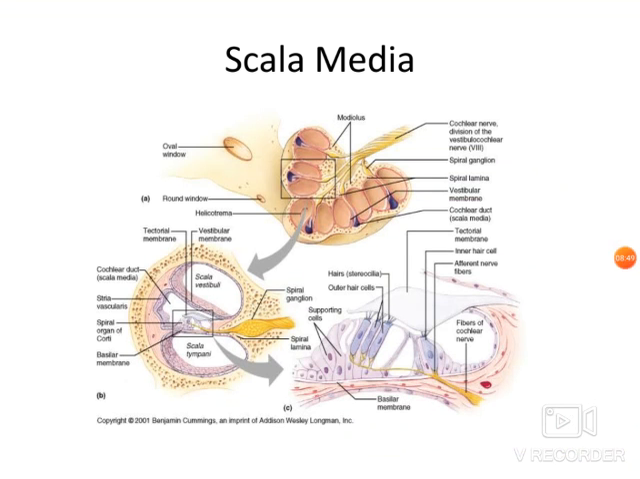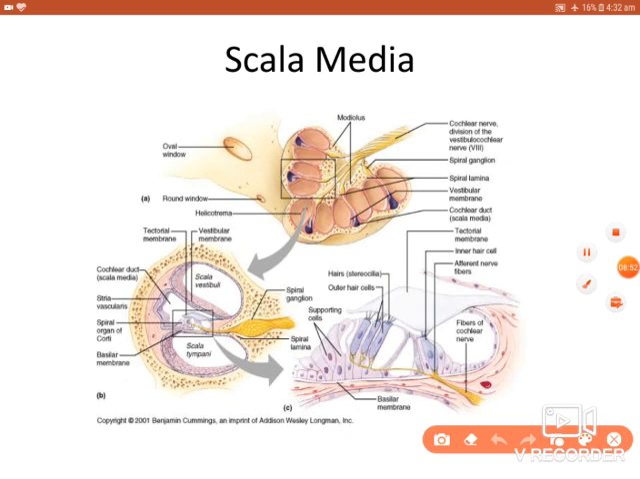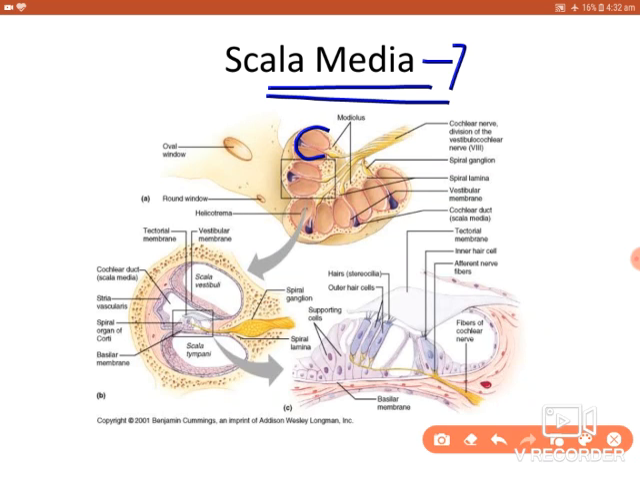Then here comes the structure of the scala media. The middle part of the cochlear canal is also called the cochlear duct, scala media. You can see here, this is the cochlear canal. See here, this is the cochlear canal. This is the enlarged view of the cochlear canal.